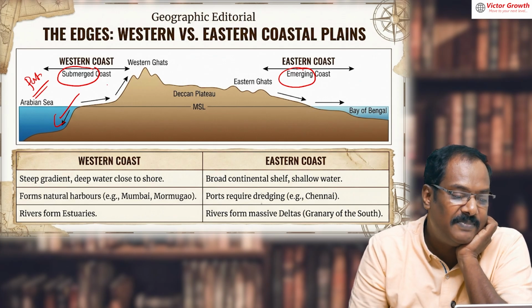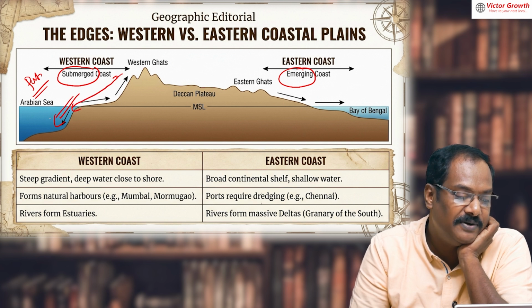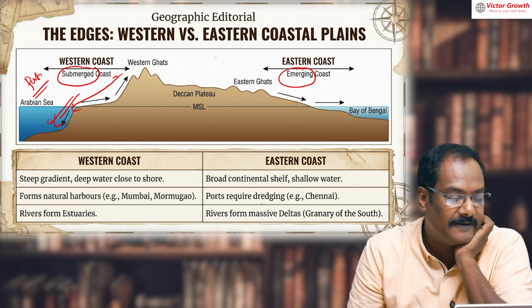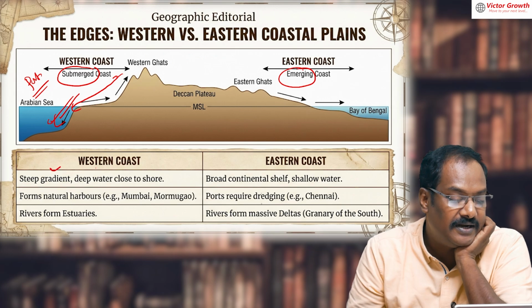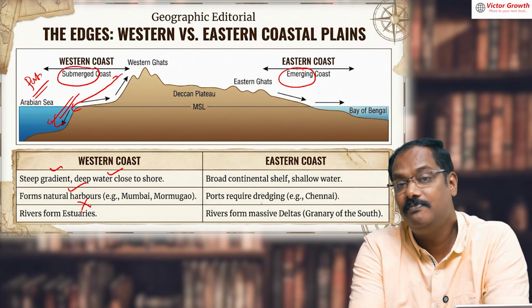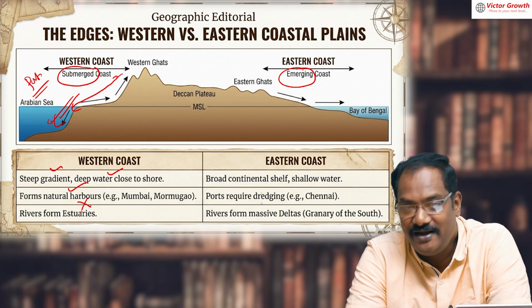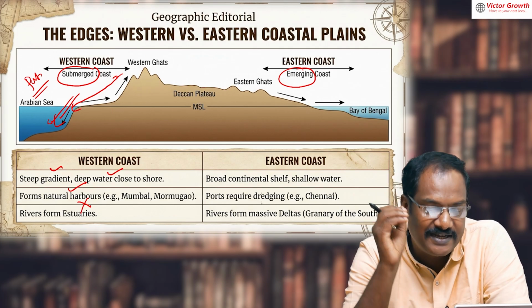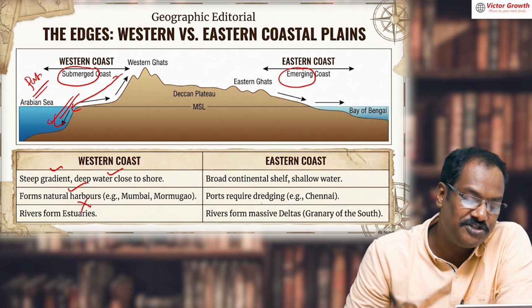So what happens is that rivers from the Western Ghats directly go and jump into the sea. They will make a depth here. Now, steep gradient, deep water, thereby natural harbors are formed. There is no delta, very important. The western coast does not have any delta. All the rivers flowing into the western side do not form deltas. They only form estuaries.